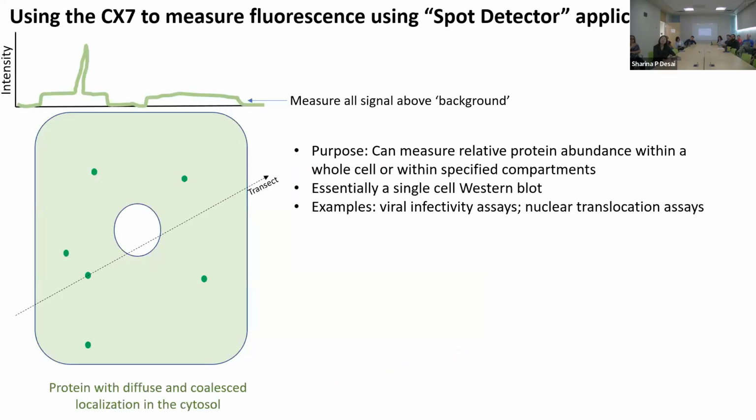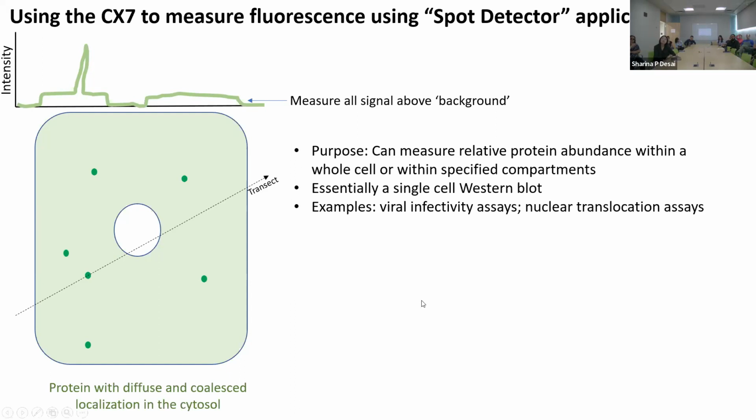Okay, in the last section, I want to talk about the other bread and butter app that we use, and this is the spot detector application. We don't actually use it much for spot detecting. We use it more for measuring the whole intensity of a cell. And I know that Solomics has an intensity measurement function. I don't like it as well.